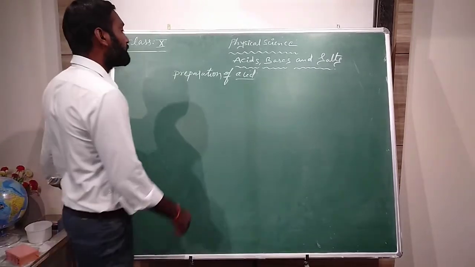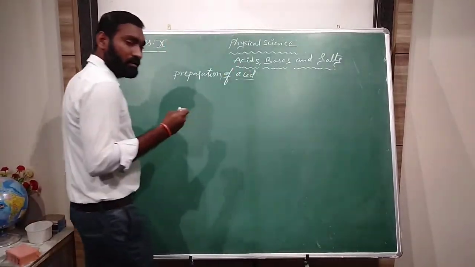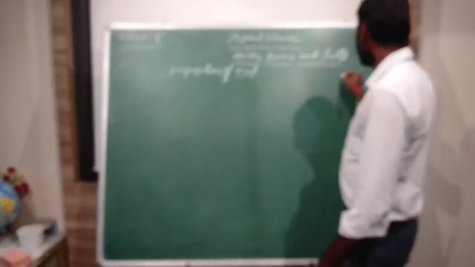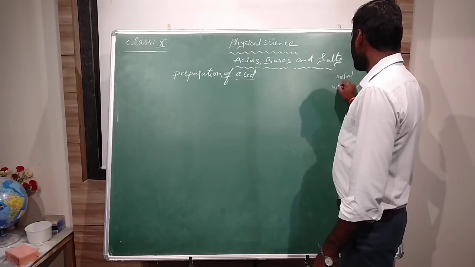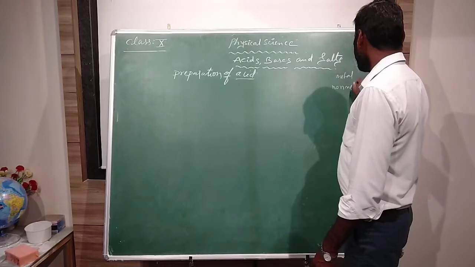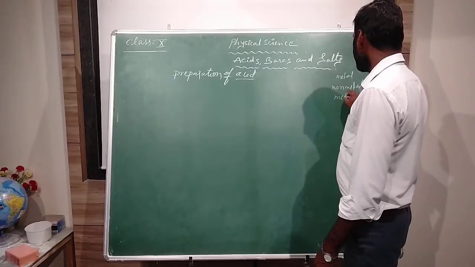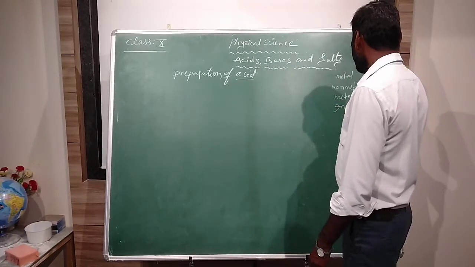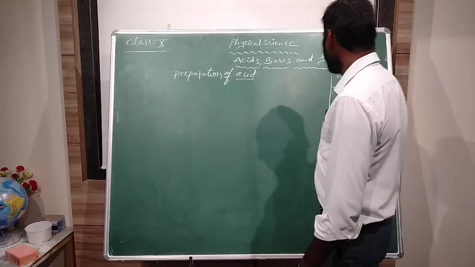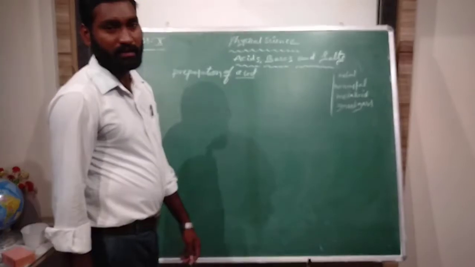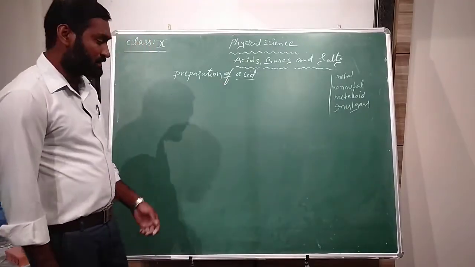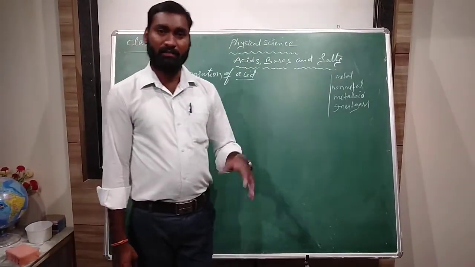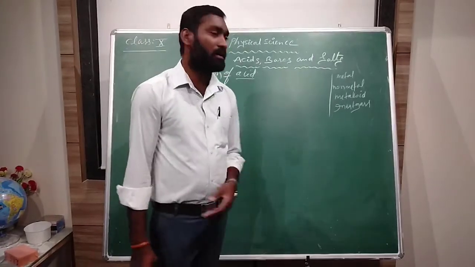using a non-metal. What are the non-metals? You know, all of you: elements are divided into four groups, metallic elements, non-metallic elements, metalloids, and inert gases. In that, the non-metals are carbon, sulfur, hydrogen, oxygen, nitrogen, phosphorus.